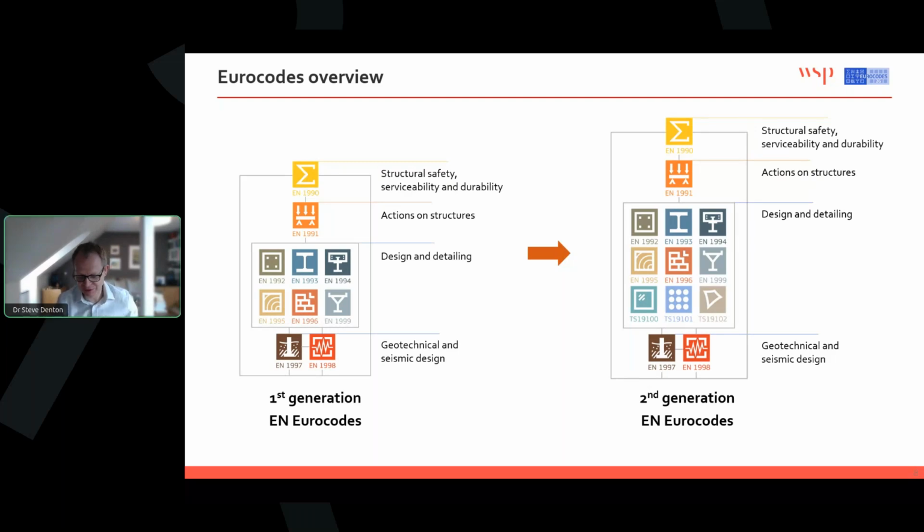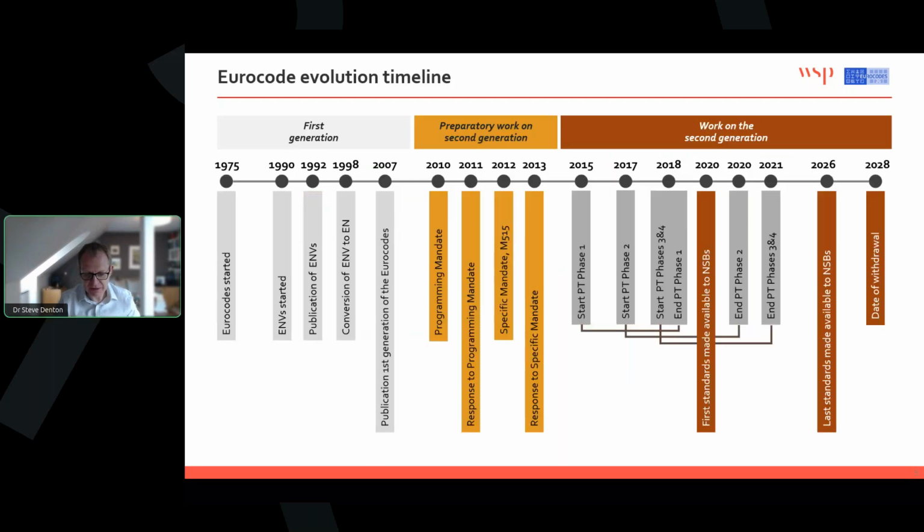Again, if we move to the next slide, this has been a major undertaking. As many of you will be aware, the work on the evolution of the Eurocodes for the second generation initiated around 2010, 2011, and the detailed technical work started in 2015. So it's been over a decade of effort. In fact, this program has been the largest standardization program of its kind ever in European history by funding levels from the European Commission. So it's been a very, very significant and sizable project.